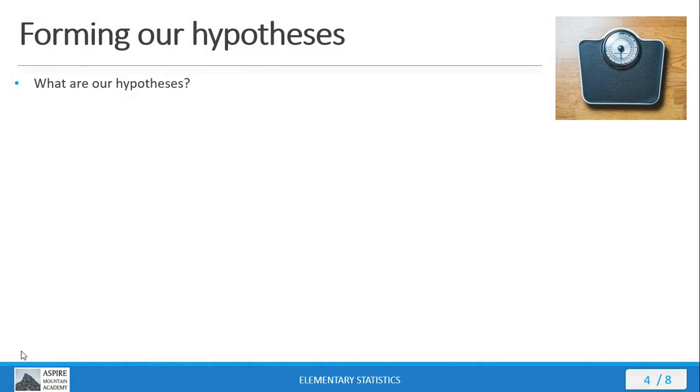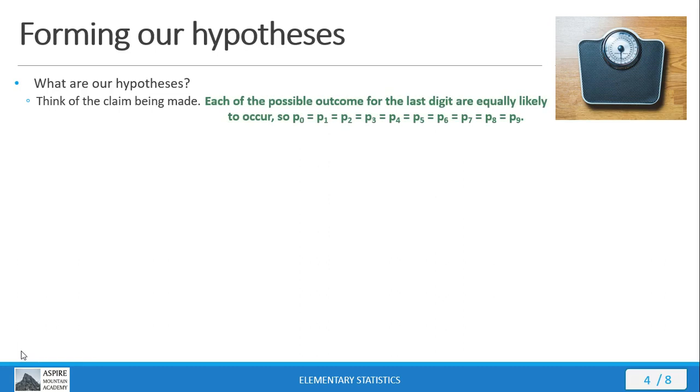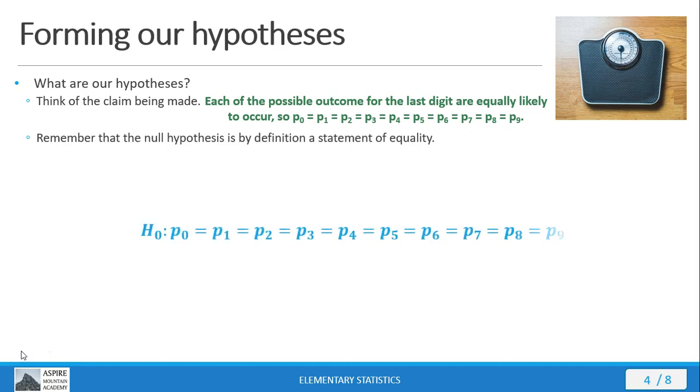Let's go ahead and form our hypotheses. Remember, for goodness of fit, your null and alternative hypotheses are pretty much set, but you can go through the same process we've been through before. Think of a claim being made: each of the possible outcomes for the last digit is equally likely to occur. So all those probabilities, all those proportions, are going to be the same because they're equally likely to occur. Remember, the null hypothesis is by definition a statement of equality, so we just list that out.